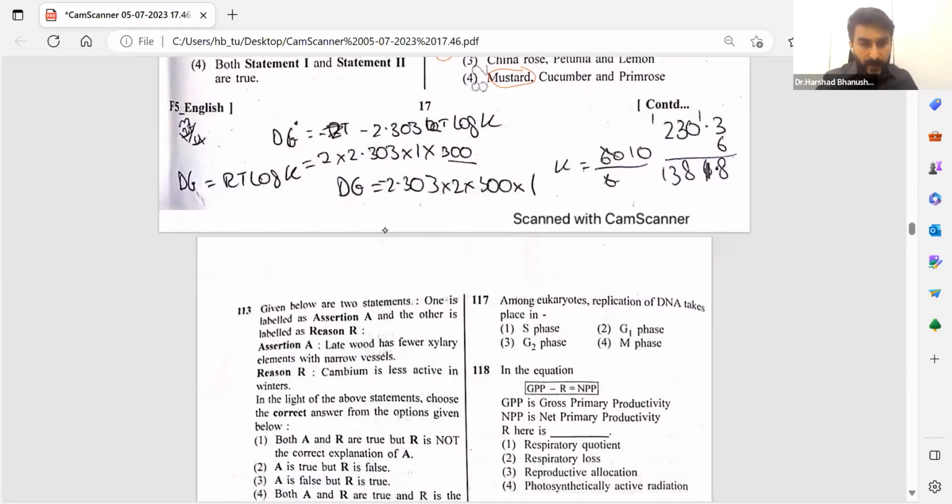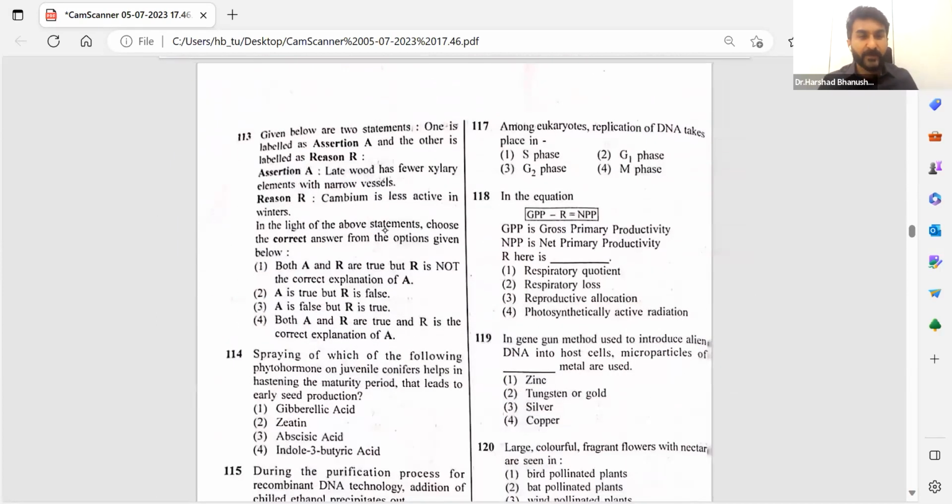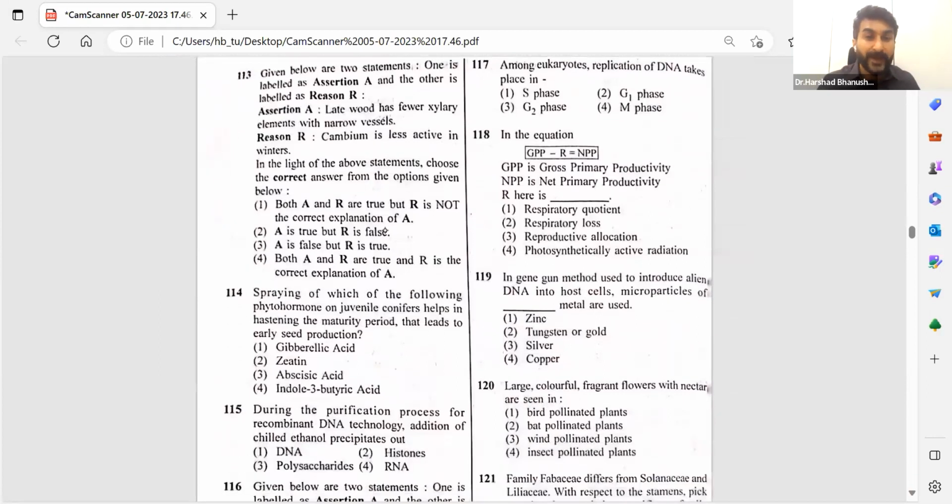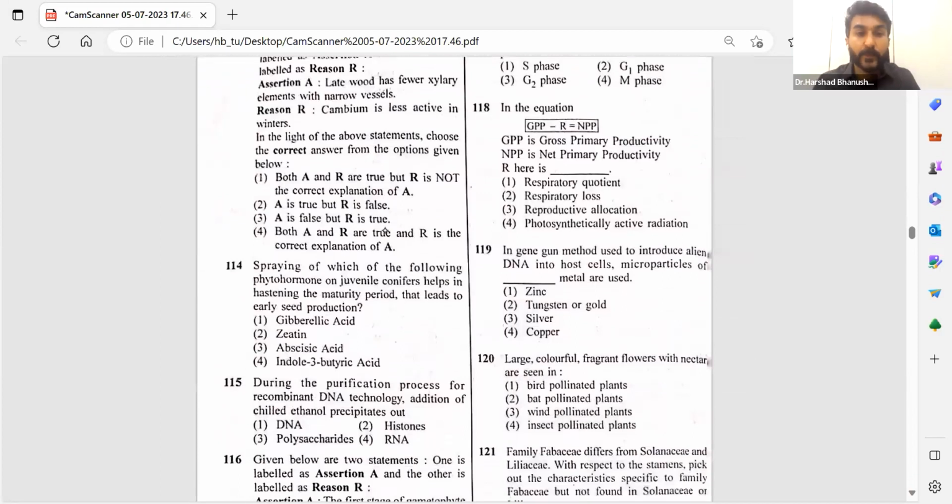We go on to the next page now. The next question is an assertion reason question, which talks about late wood has fewer xylem elements with narrow vessels.